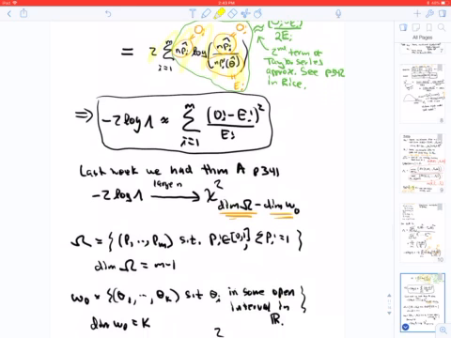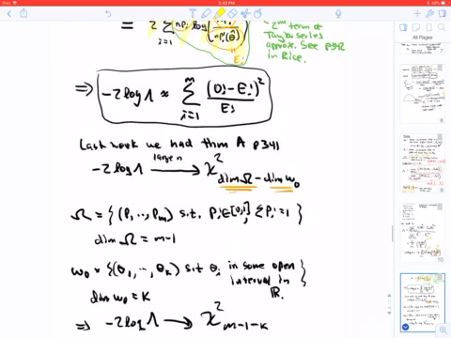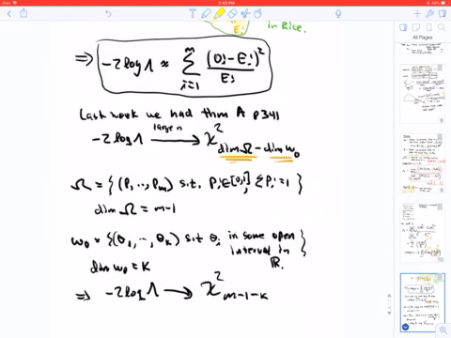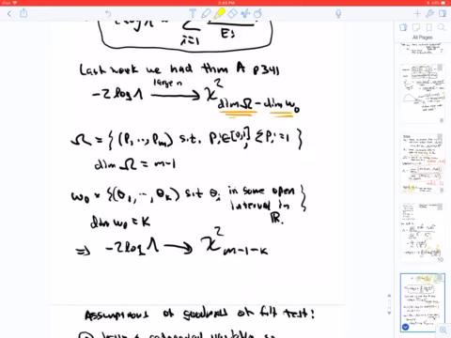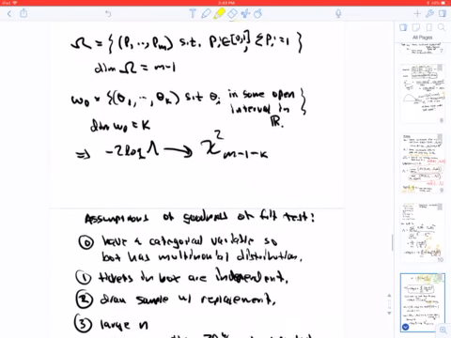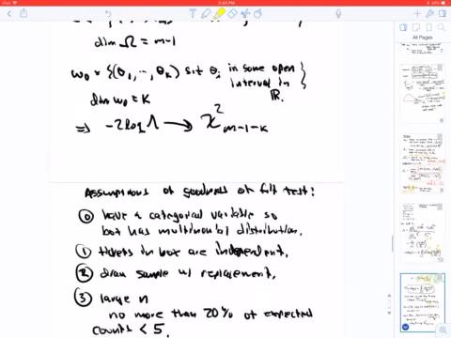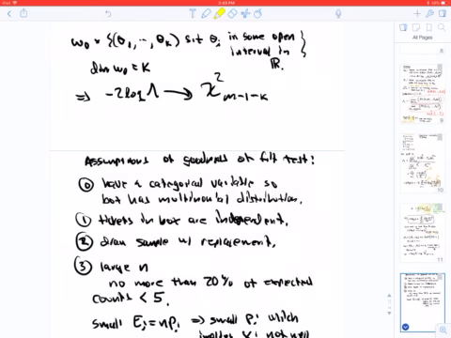So now we have minus 2 log lambda is this chi-squared statistic, and if you remember from last time, we saw that minus 2 log lambda asymptotically is a chi-squared with dimension of capital Omega minus dimension of little omega naught, and that is dimension m minus 1 minus k. So we get m minus 1 minus k.